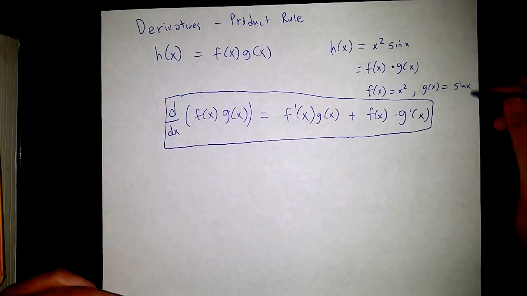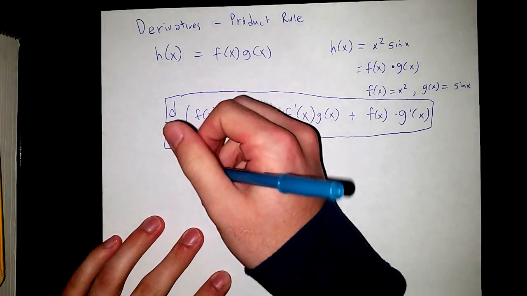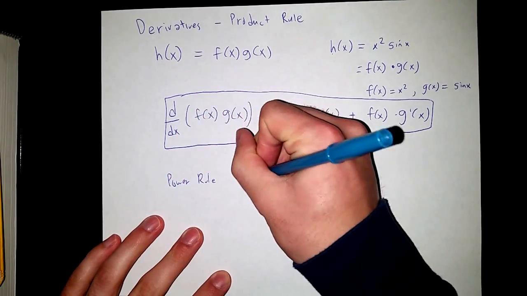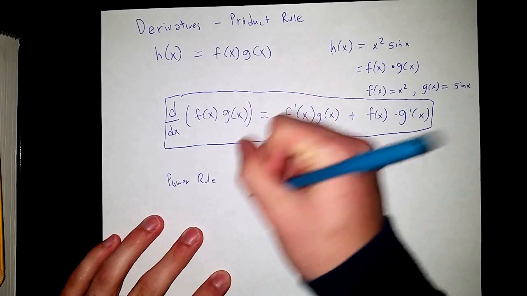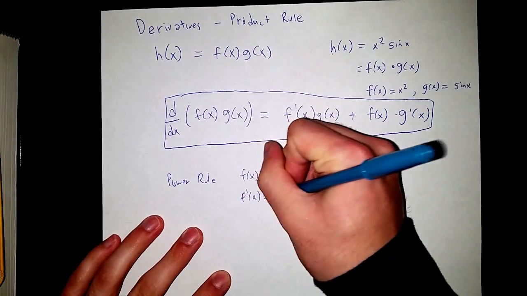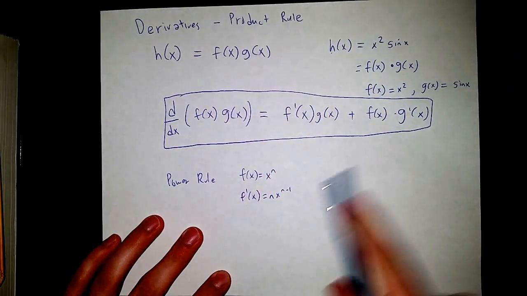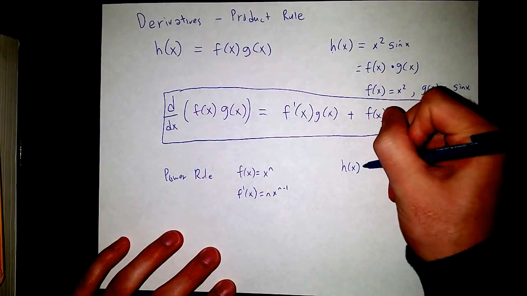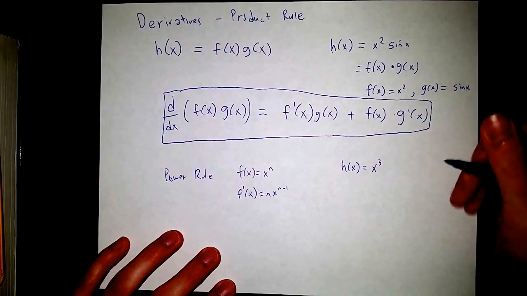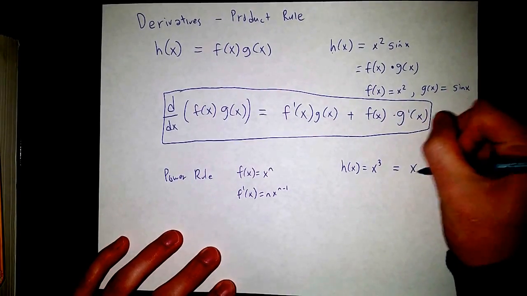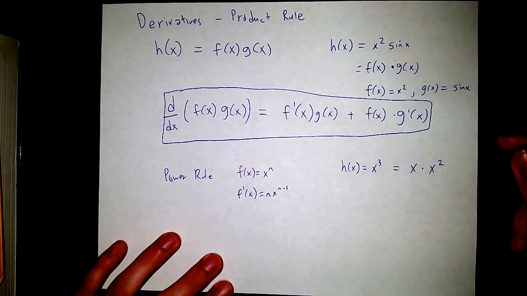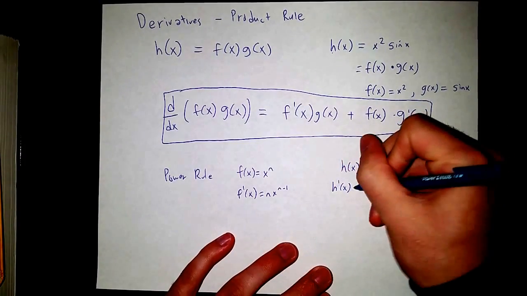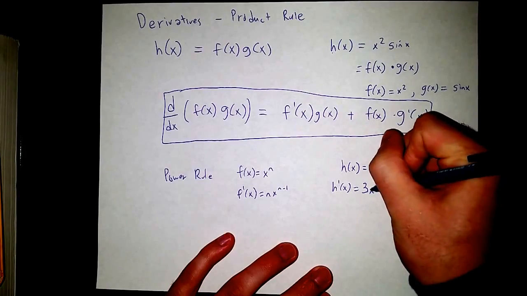Let's dummy proof this equation. We know the power rule: if f of x equals x to the n, then the derivative of f of x equals n times x to the n minus 1. So let h of x equal x cubed. We can write this as x times x squared. From the power rule, the derivative is 3x squared.